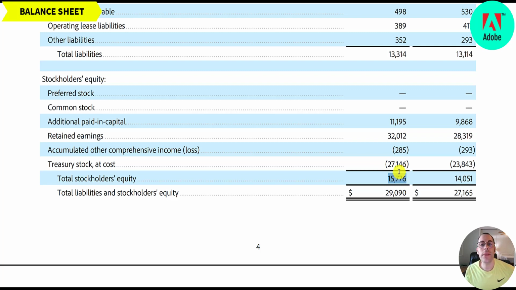It will be even higher, their equity, if they didn't buy back so much stock. They bought back 27 billion of their own stock. When a company buys back its own stock, they put it onto the balance sheet as treasury stock. Treasury stock is a contra equity account. It brings down your equity balance. But you could see they're so profitable. Retained earnings are 32 billion. Retained earnings is the sum of all their prior net incomes. And they raised $11 billion from selling stock, from selling their business.